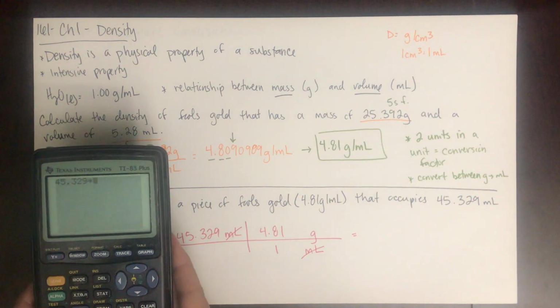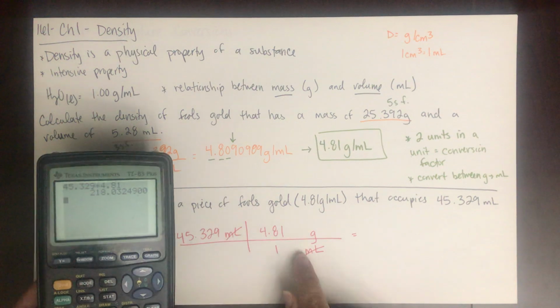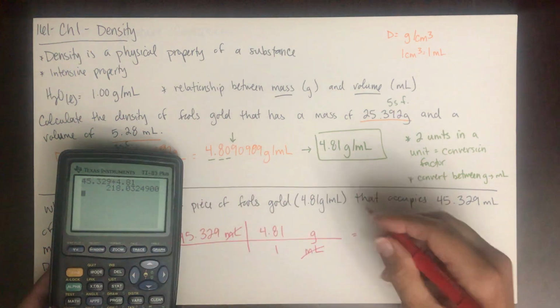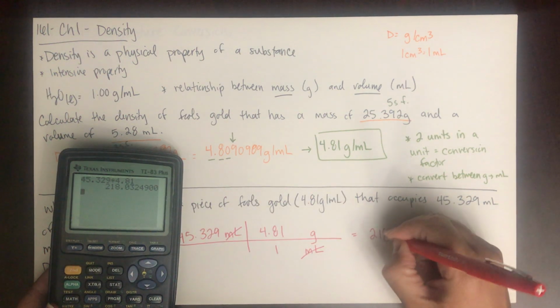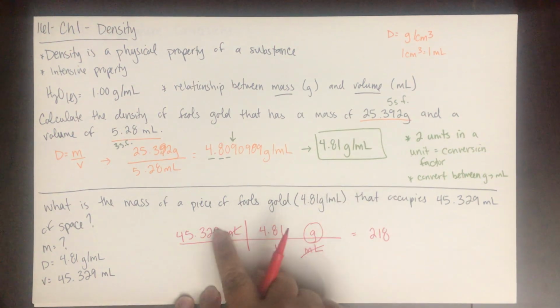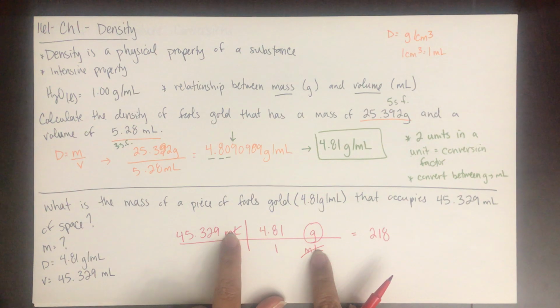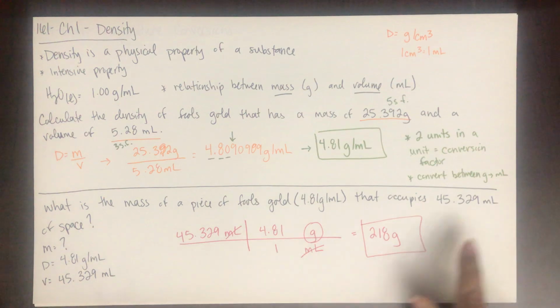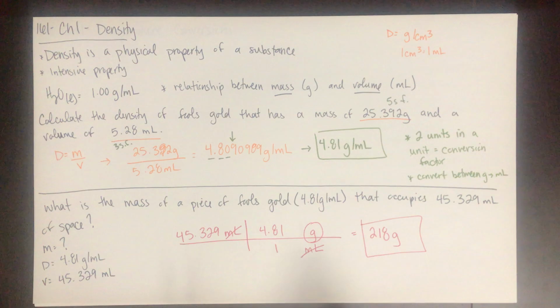So I'm going to say 45.329 times 4.81 divided by 1. Again, my answer should have 3 significant figures, so I'm going to say 218. And my unit will be given from what's left in this table. Milliliters on the top, milliliters on the bottom cancel. Grams are left. That means the mass of this piece of fool's gold that takes up 45.329 milliliters of space would be 218 grams. So these are some examples with calculations using density.